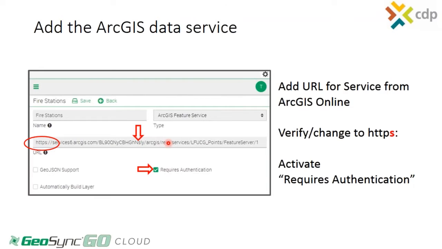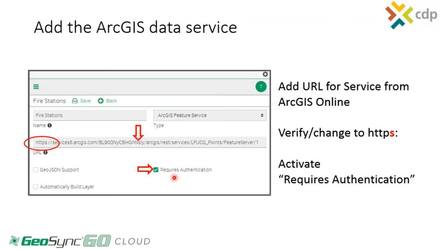The next thing you'll want to do is actually add the URL for the service in ArcGIS Online that you want to connect to. You also want to verify the source, in case you copy it from the URL in ArcGIS Online. If you go into that shared data source and copy that URL, it may come in as HTTP. You want to make sure, if it does, to add the S. This is HTTPS. This way it needs to be entered in GeoSync GO Plus for secure service.